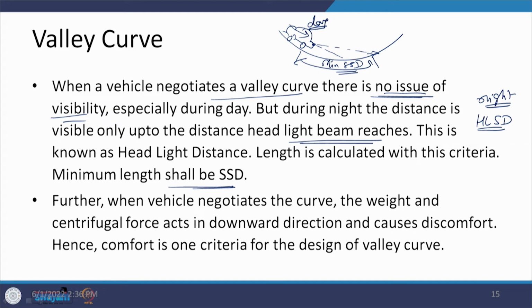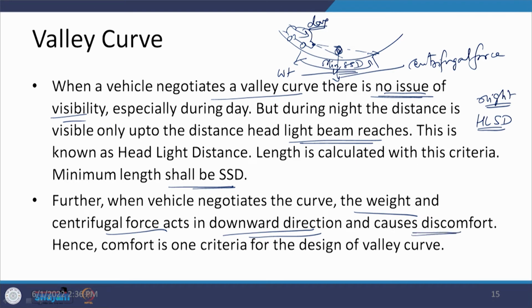Now, another issue is, when this vehicle is moving in this form, what are the things which are going to happen? When this vehicle comes to typically this situation, there is a force acting in this direction. This is the centrifugal force. At the same time, the weight is also acting in the downward direction. So, when the weight and the centrifugal force act downward, there is more pressure on the suspension system, and because of this there is going to be a sort of discomfort, and that is where we also need to look at the comfort criteria.